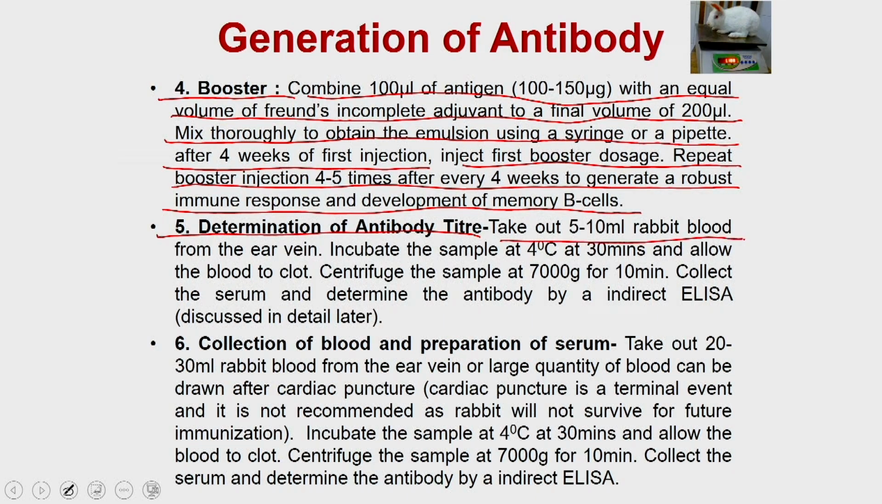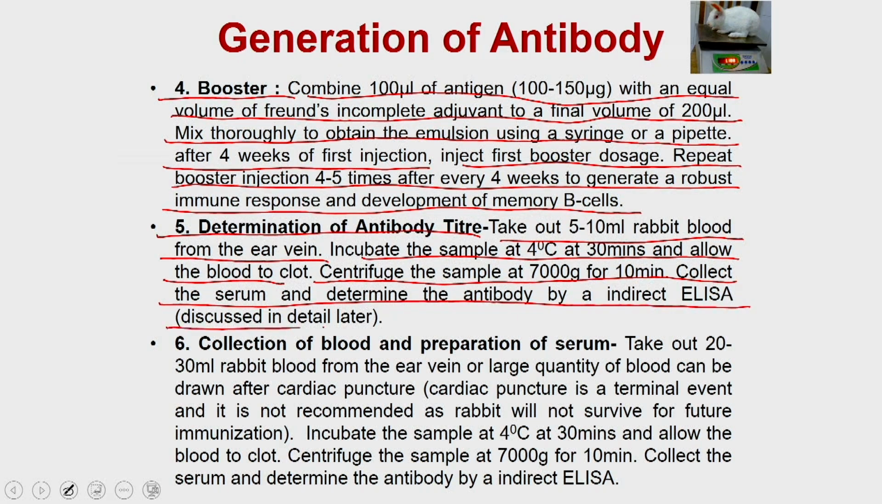You take out 5 to 10 ml of rabbit blood from the ear vein. I do not know whether you have ever noticed a rabbit, but the rabbit has a very thick vein on the back side of the ear, and that vein can be used to draw blood from the rabbit without causing any discomfort or problem. You incubate the sample at 4 degrees and allow the blood to clot. Then, once the blood has clotted, you centrifuge, collect the serum, and determine the antibody by an indirect ELISA.